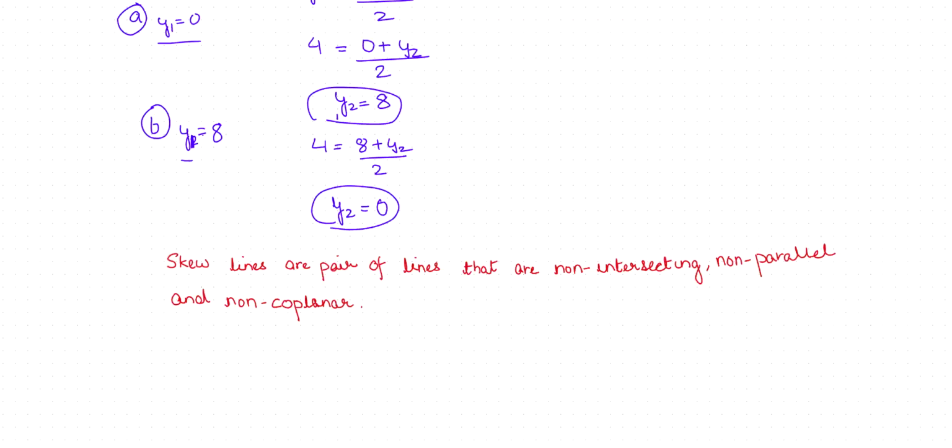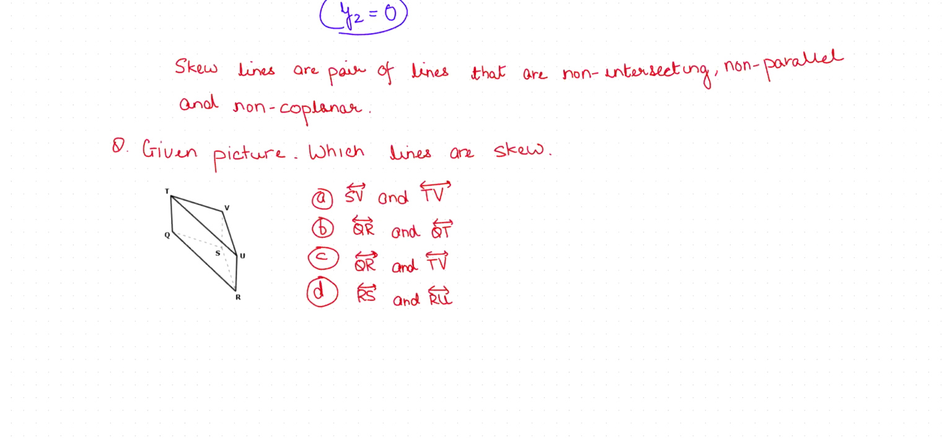Skew lines are a pair of lines that are not intersecting, meaning they never intersect like this. They are not parallel and they are not on the same plane. So let's do some problems. This is a triangular prism and we have to find which lines are skew. We know skew lines are a pair of lines that are non-intersecting, non-parallel and non-coplanar. This you can try on your own and then we can discuss the results.